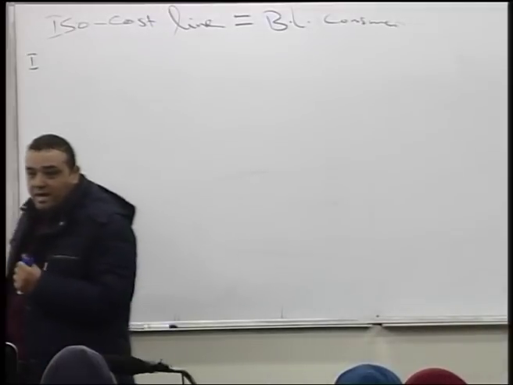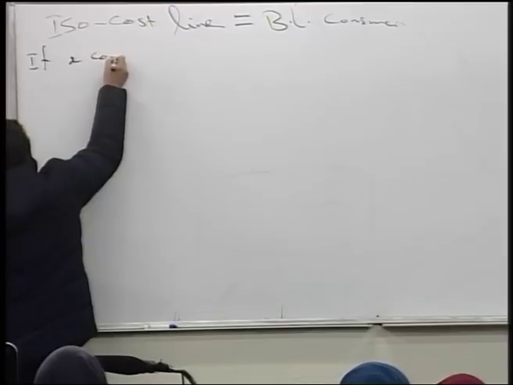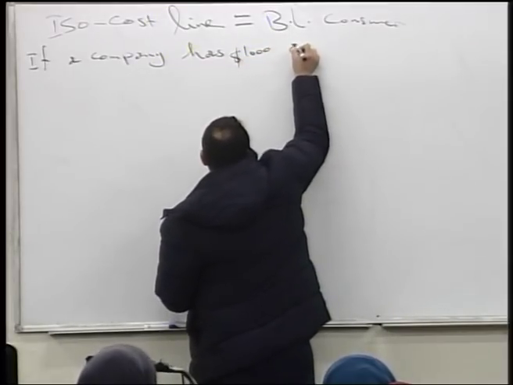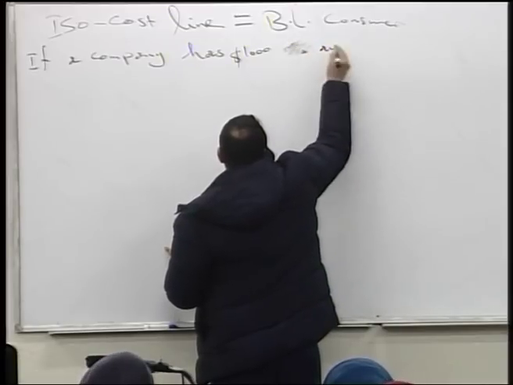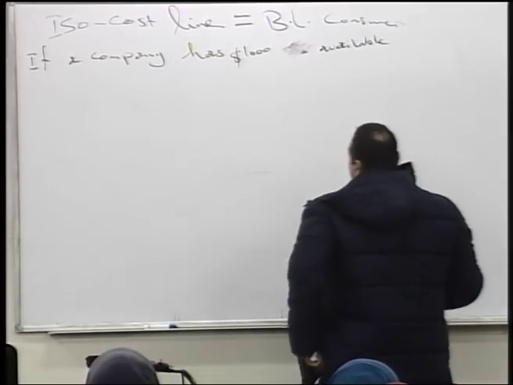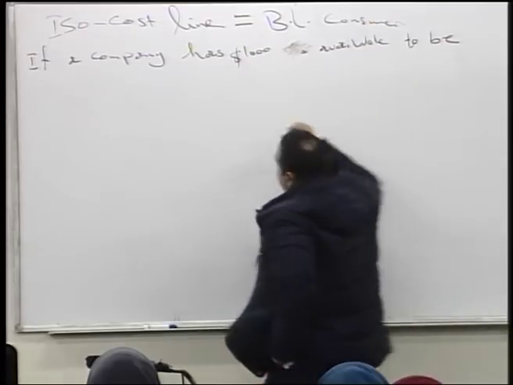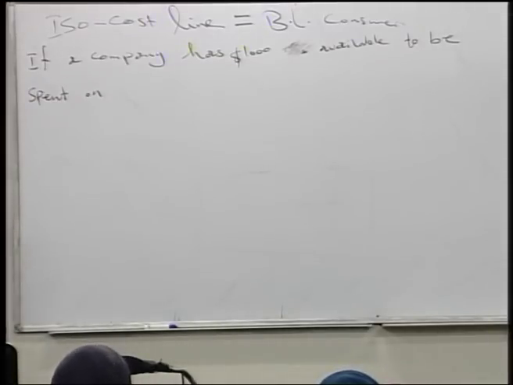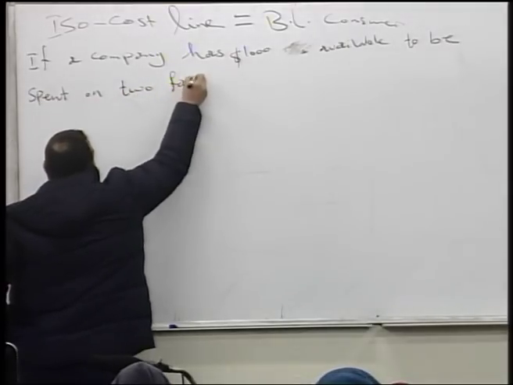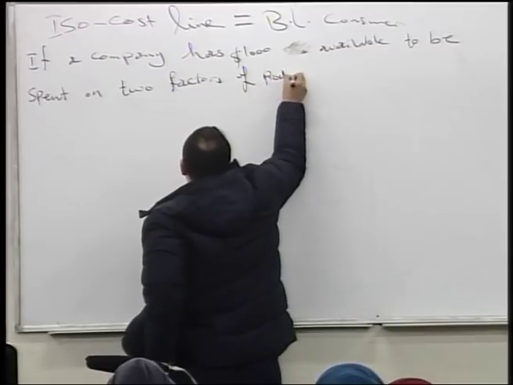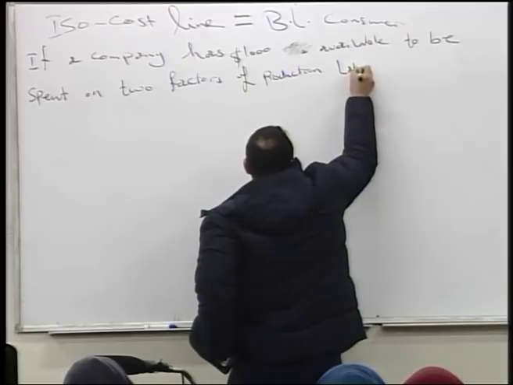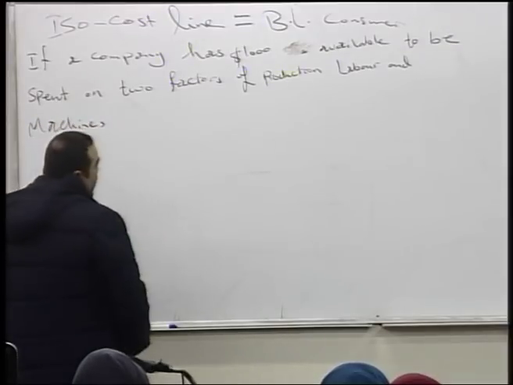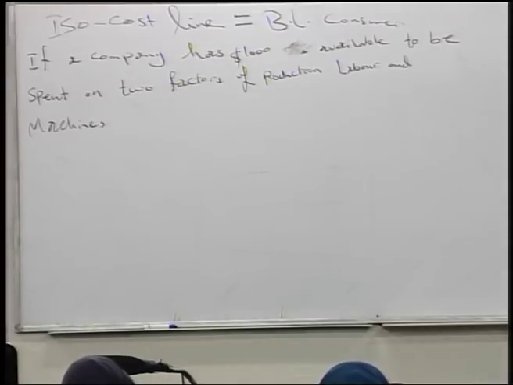If a company has $1,000 available to be spent on two factors of production, labor and machines.